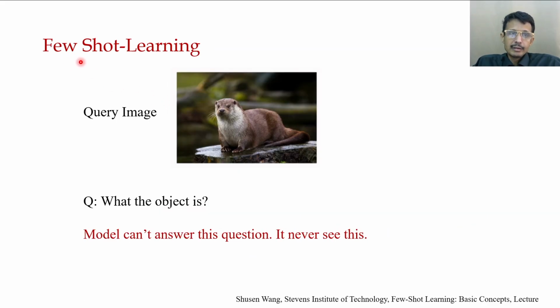Now come to few shot learning. This is a query image. Now if this is the query, then what is this image? Our model trained on the difference and similarity cannot say, because it never came across this image before. It is not within the training set. The model can't answer this question, it never saw this.